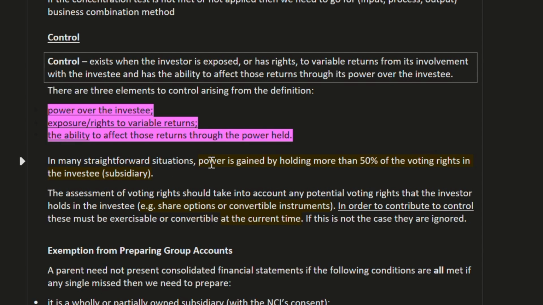In many straightforward situations, power is gained by holding more than 50% of voting rights in the investee. Sometimes power is also obtained if we don't have 50% of voting rights, but that is a different scenario. The assessment of voting rights should take into account any potential voting rights that the investor holds in the investee, for example share options or convertible instruments. In order to contribute to control, these must be exercisable or convertible at the current time. If that is not the case, they are ignored.